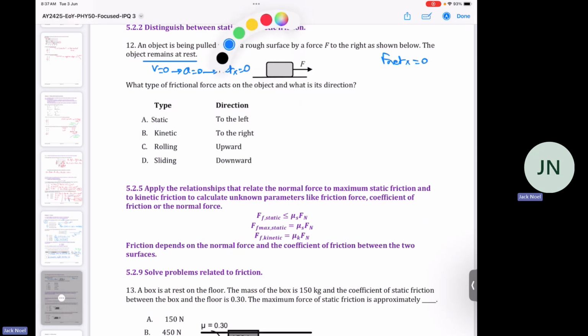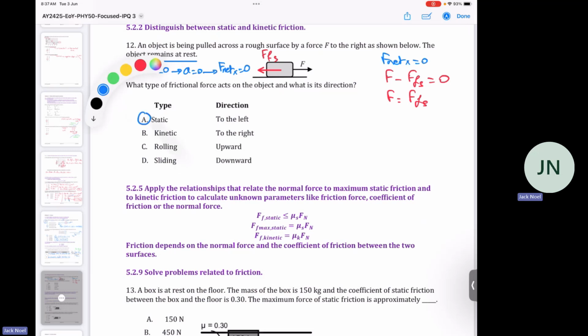Let's use another color to differentiate. So this is the frictional force, and it has to be static because it remains at rest. It's not moving. So there is a force minus the static friction equals zero, so they are equal to each other. It's pointing to the left and it's static because there is no motion. We're going to be choosing this option, static to the left.